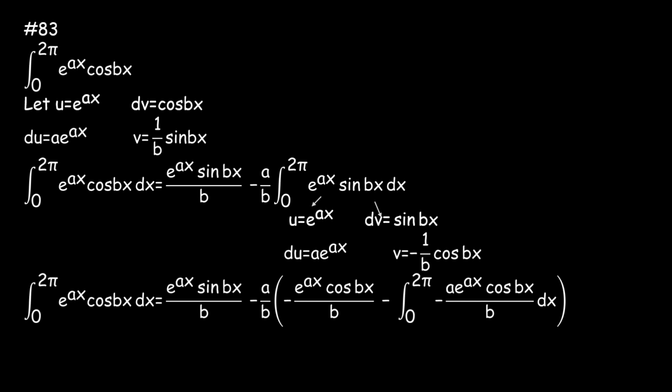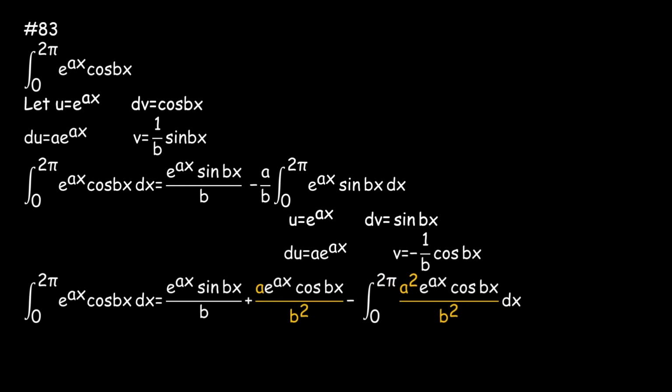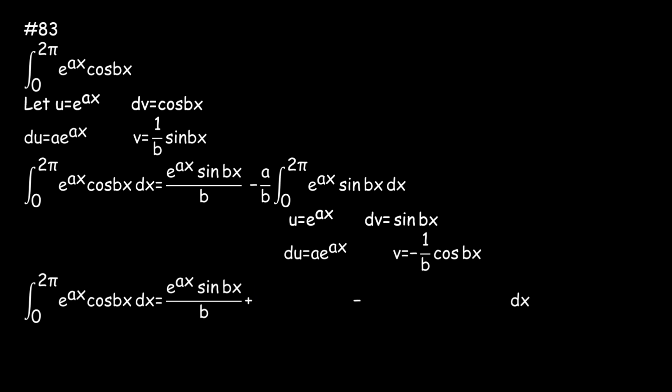Substituting our values, which might look a little cumbersome, so you must take your time with these. You have e to the power ax sine bx over b and so on. Now, bringing out the parentheses and multiplying by the negative which was outside, we would have left over the integral of a squared e to the power ax cos bx over b squared. Now what do we notice here? This is similar to what we had in the beginning, so we might need to bring the like terms together.